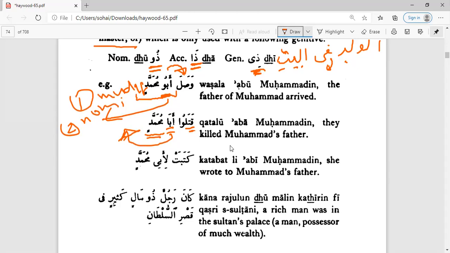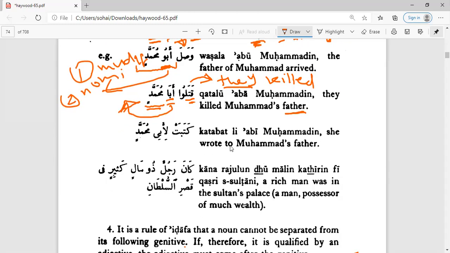So here obviously it's accusative. Why is it accusative? Because the subject is hidden here: they killed. Who did the killing? They did the killing, so they are the subject. Who was killed? The father, so Aba Muhammad is the object, and it becomes accusative.